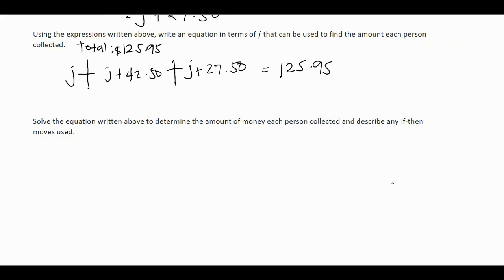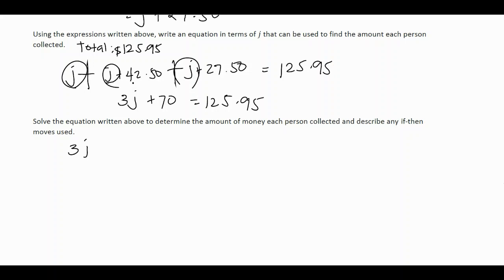Or wait, for this one, we can simplify it. By the way, we're going to have 3J, 42.50, because it's J plus J plus J, right? It's 3J. Then 42.50 plus 27.50 is $70. So that is now the simplified equation.